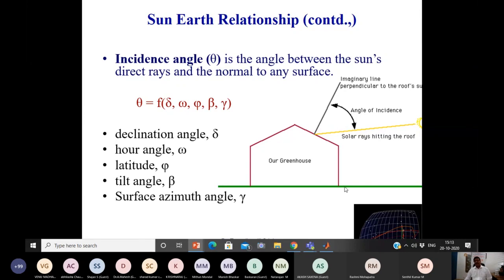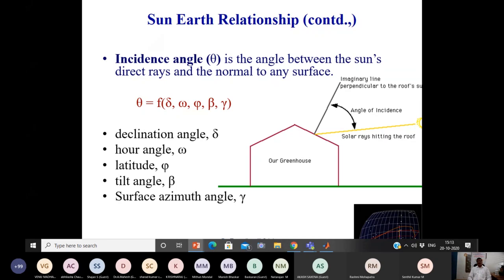See the drawing, there is a sunbeam, the yellow color is showing the sunbeam, and the normal to the inclined surface is shown in black color. The angle between these two lines we call the incidence angle. The main objective of any tracking is to minimize this incidence angle. If the incidence angle is 0, the normal to the surface and the sunbeam are matching on the same line, we can receive the maximum amount of solar radiation, so that the conversion efficiency will increase.